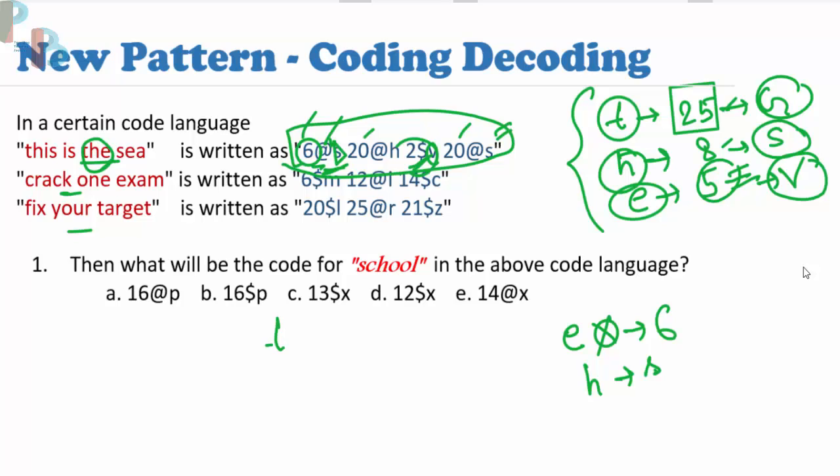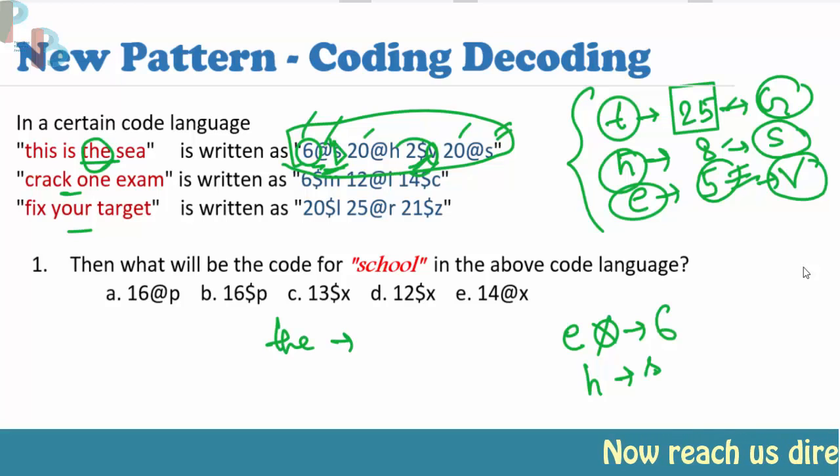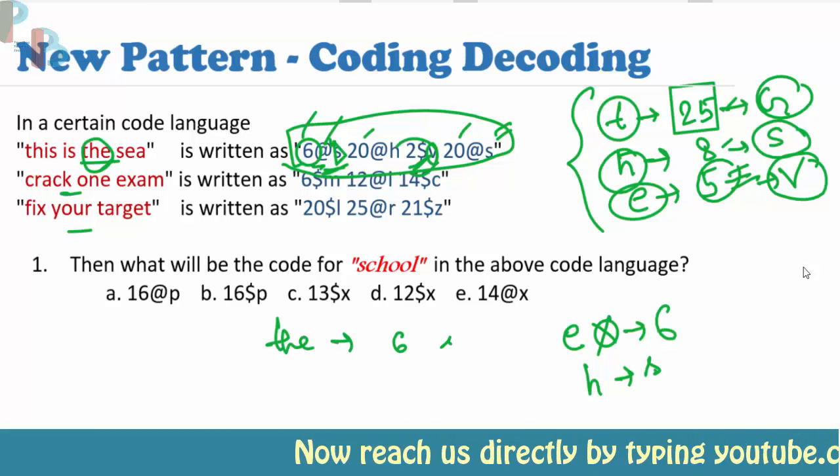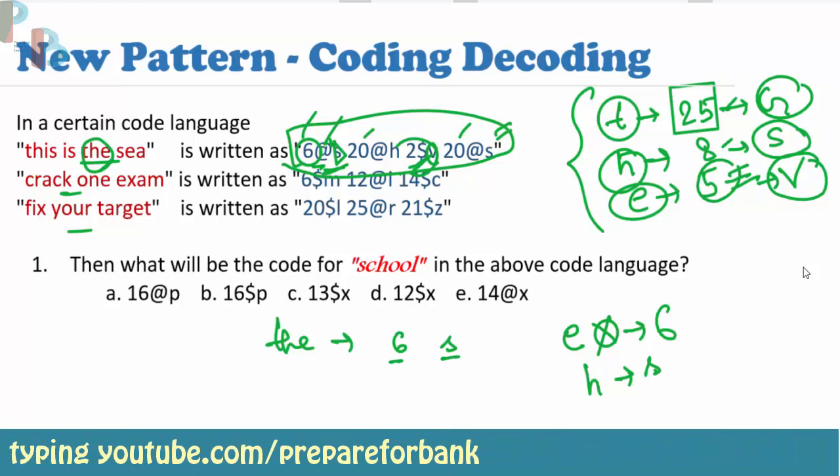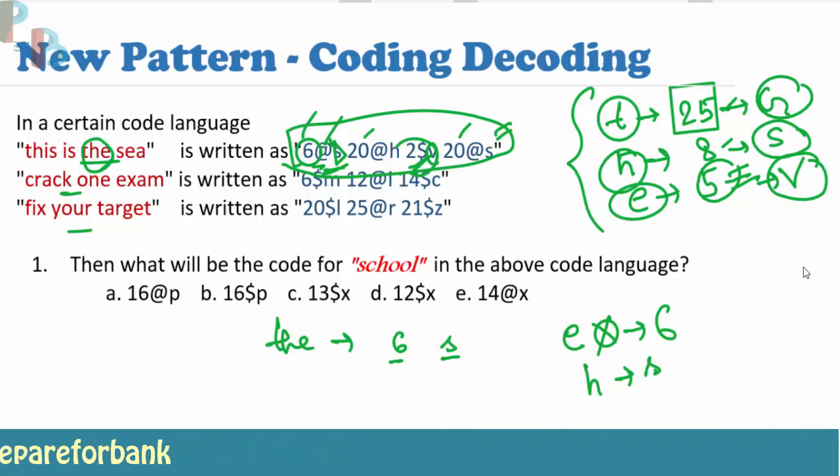So let's say THE is 6 and then S. Look, it is perfectly fitted in it. And now let's see if this code is satisfactory for all the others.